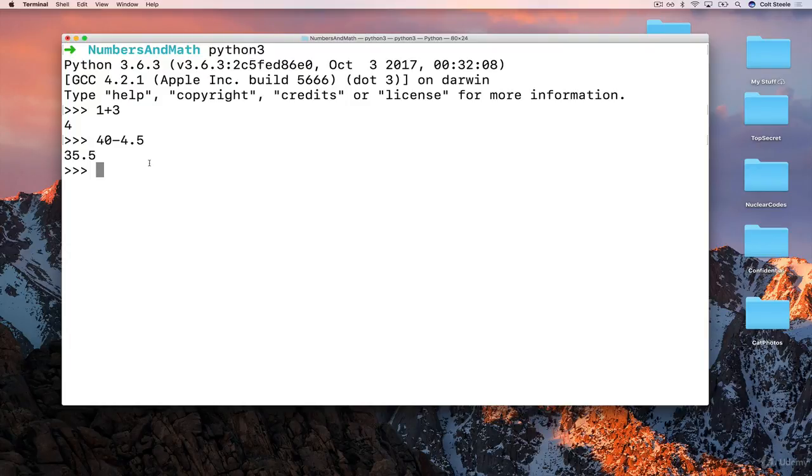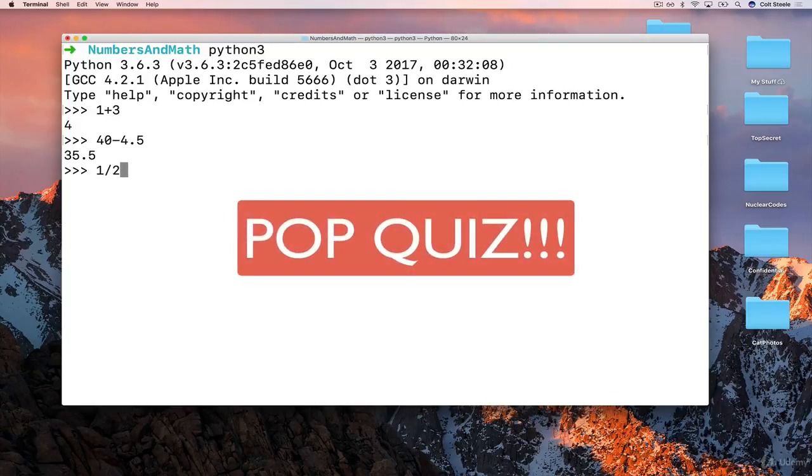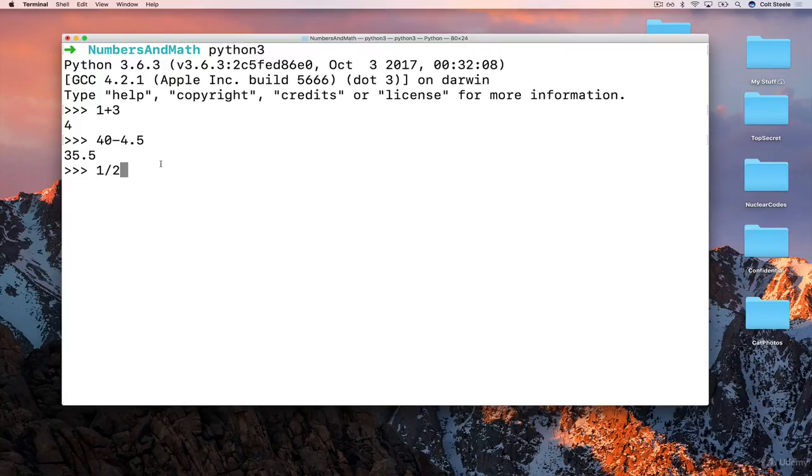So we could do something like 1 divided by 2. What do you think the answer will be? These are two integers, 1 and 2. So neither one of them is a float. What type of data, a float or integer, will the result be? All right. And look at that, it's a float.